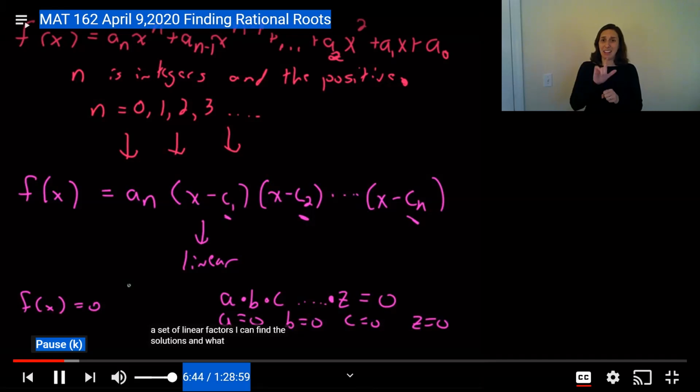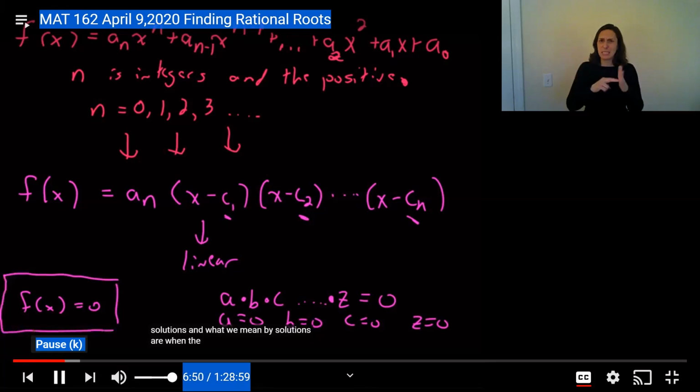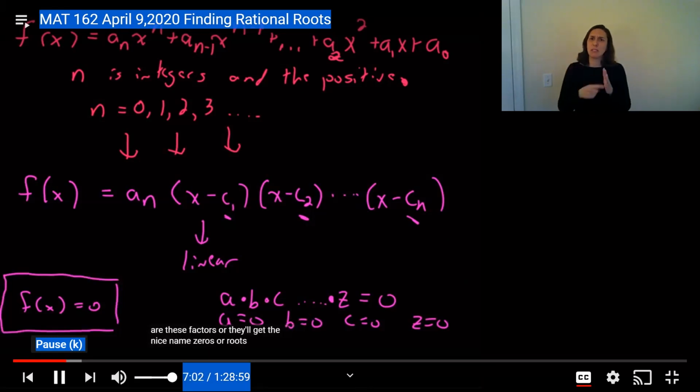And what we mean by solutions are when the function equals 0, what are these factors? Or they'll get the nice name zeros or roots. I'm going to scroll up a bit here.